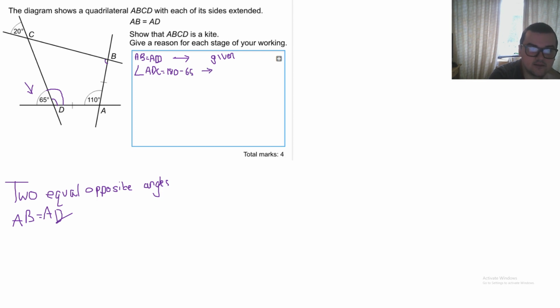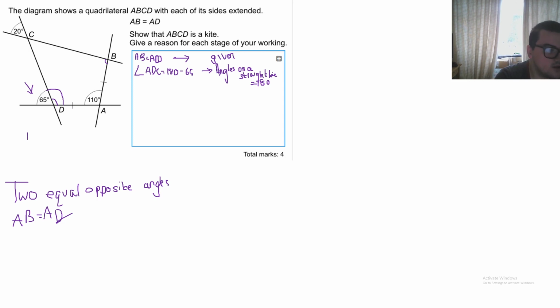and that is because angles on a straight line equal 180. There we go, that's not too bad.